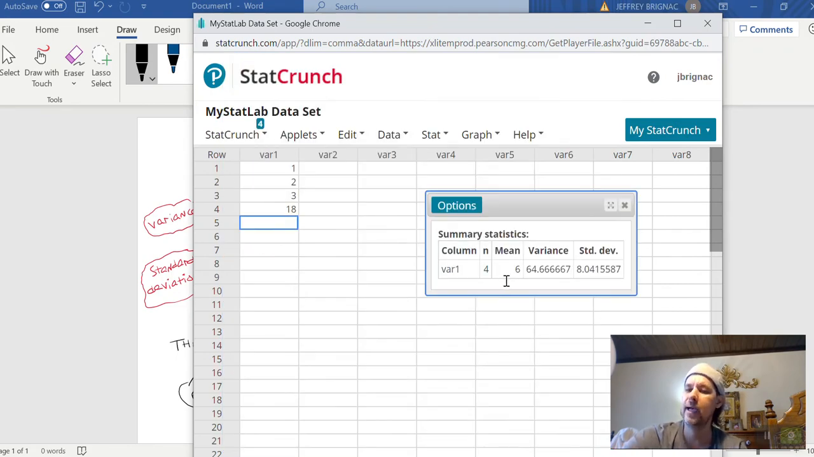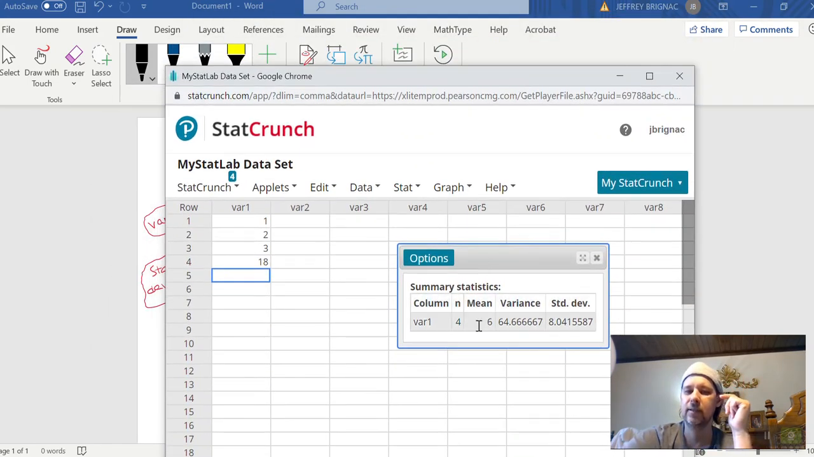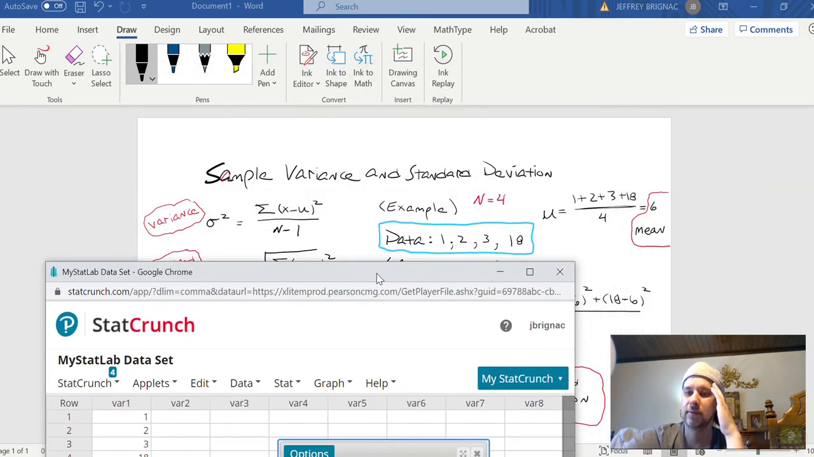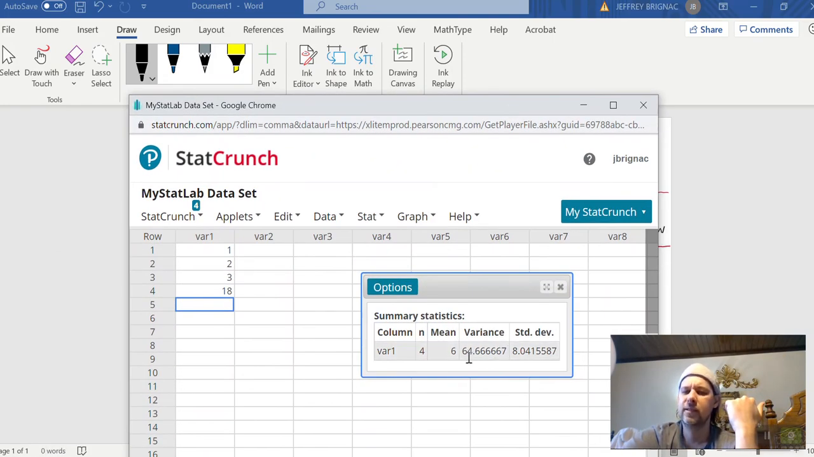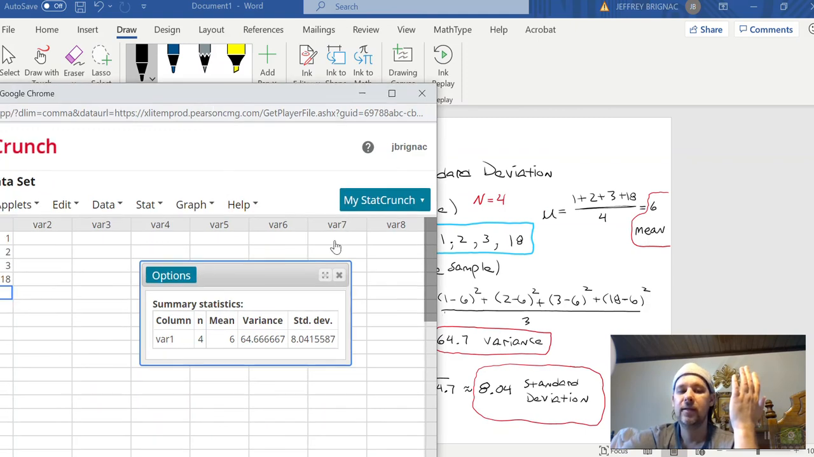Now, do these numbers match what I did on paper? Let's see. N is 4. Okay, yeah, N is 4. There's 4 entries in the data set. The mean was 6. Sure. Okay, you add everything together, you divide by N, you get 6. Okay, the variance was 64.66, and so on. 64.7, I rounded it. That was the sample variance. And the standard deviation was 8.04. Okay, so I was able to confirm all those numbers.